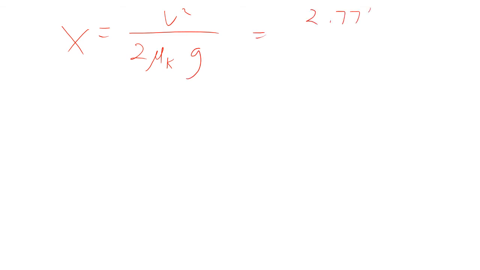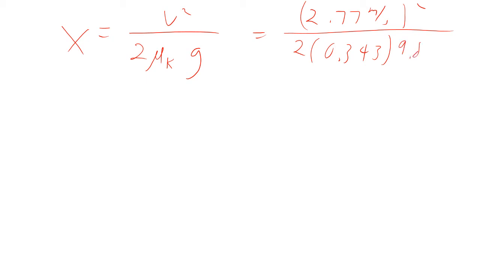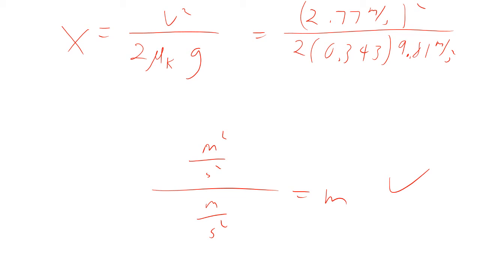So that'd be 2.77 meters per second, squared, divided by 2 times 0.343 times 9.81 meters per second squared. And again, like I have said before, and I'll keep saying, make sure the units work. In the numerator, we have meters per second, squared, so that's meters squared over seconds squared. The denominator is meters per second squared, so that gives you meters. So that looks like it's working. Just randomly sticking all these terms together is not going to make the units work out right. If the units do work out, there's a good chance you did the problem right.